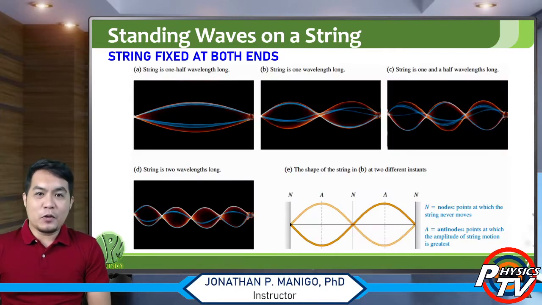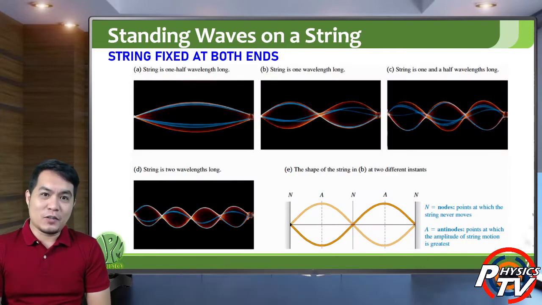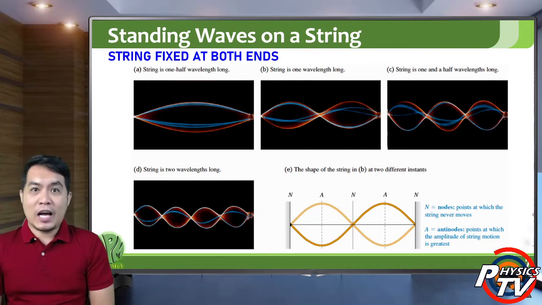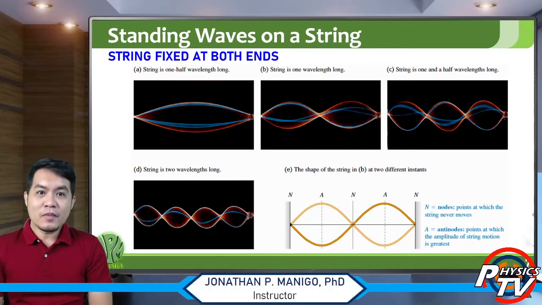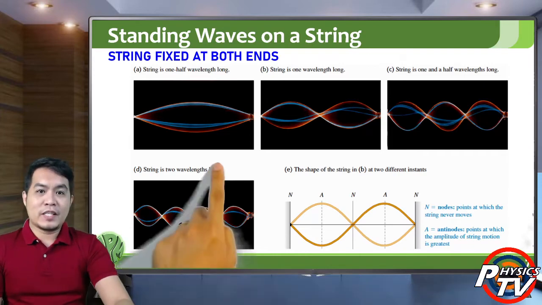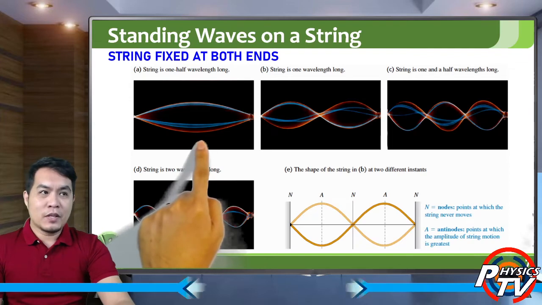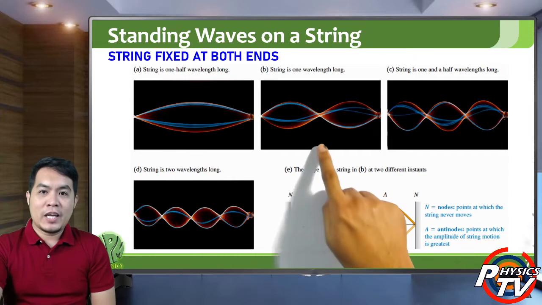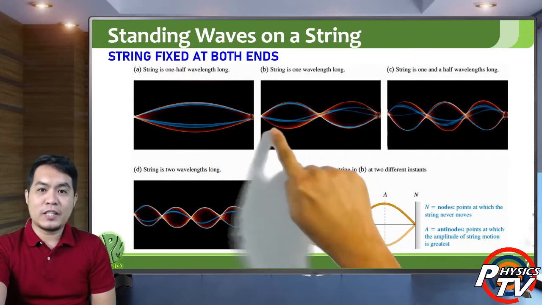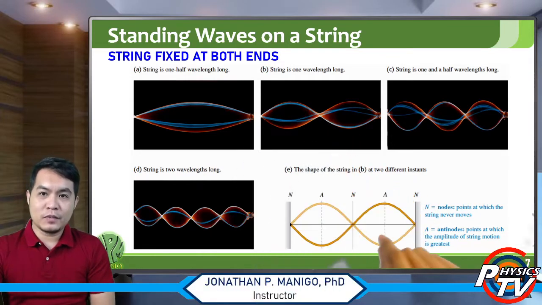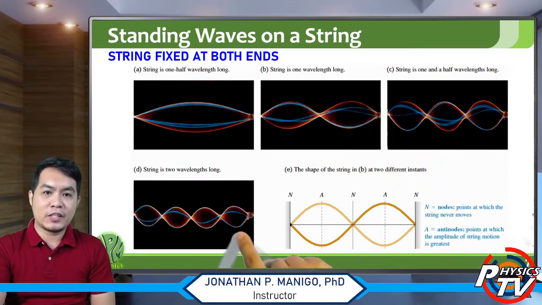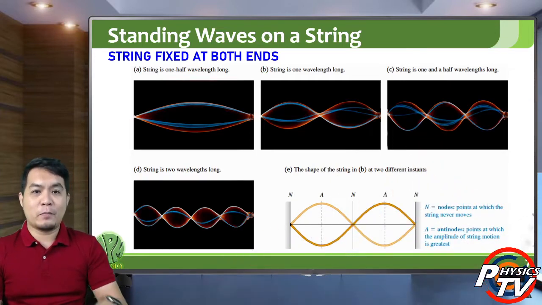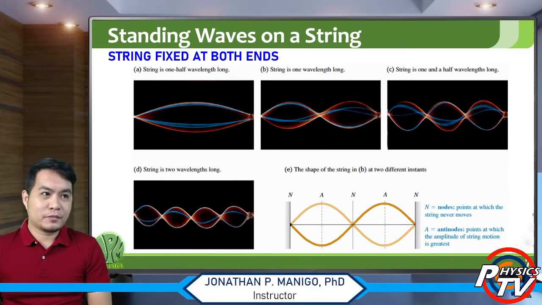So in a real scenario, your string will look like this. You can actually do this in an actual scenario in the laboratory. This is a string vibrating in f1. In this case, the string is actually one half wavelength long. Here, the string is vibrating in f2 and it's one wavelength long. Here it's 1.5 wavelengths long. Here it's two wavelengths long, or it's vibrating at f4, the fourth harmonic.